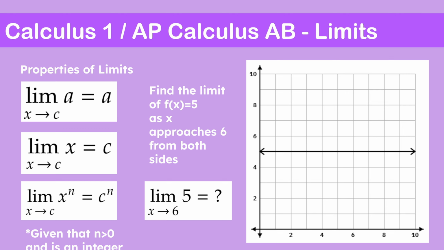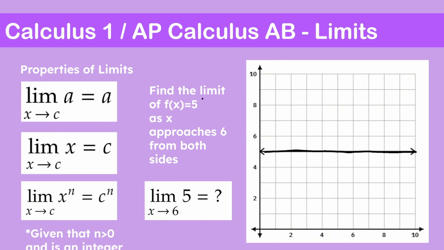Let's move on. Right here, we're going to be talking about some properties of limits. For this first property, it says that the limit of a as x approaches c is just going to be a. This is because a is a constant and it doesn't change at all during its domain. So for whichever value you get close to, it's just going to equal a.